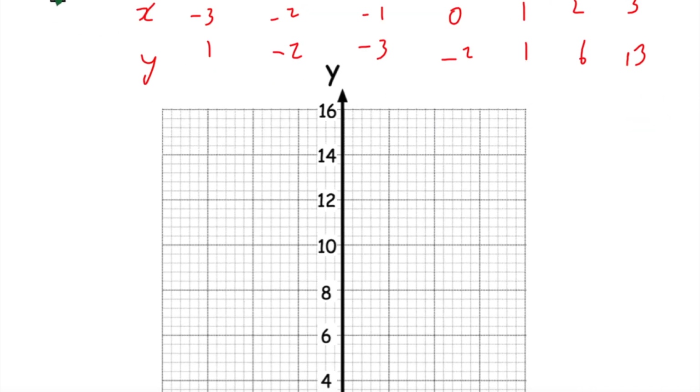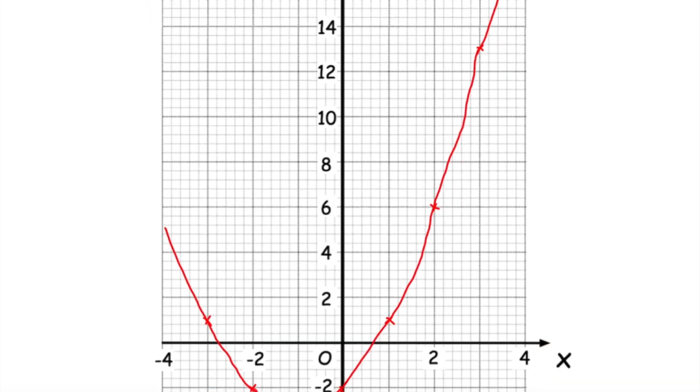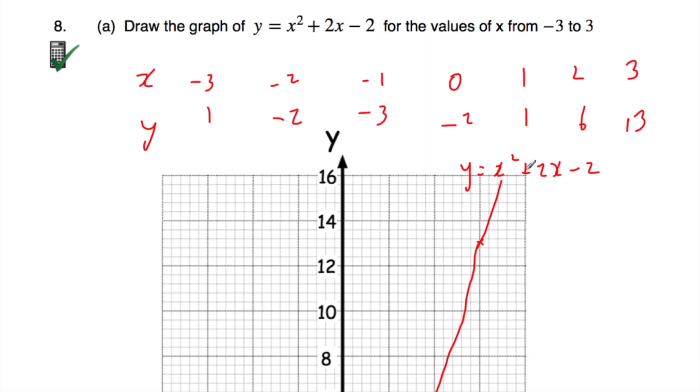So let's plot our points. So that's it, we've plotted our points. Now we just need to do a curve through them. So let's do that. And that's it, that's our U-shaped parabola, that's our graph. And that's our graph of y equals x squared plus 2x minus 2.